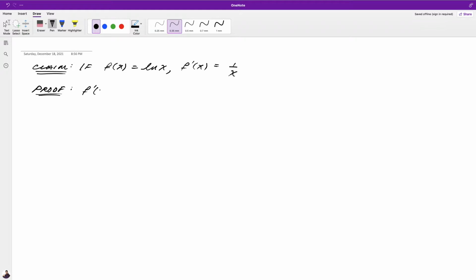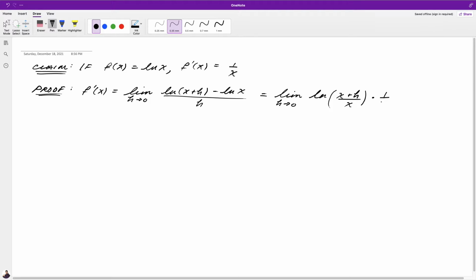So f prime is equal to the limit as h trends to 0 of the natural log of x plus h minus the natural log of x, over h. Well, we've got log properties. I can already tell what I'd like to experiment with here. We've got the limit as h goes to 0, and we're going to write this as the natural log of x plus h over x. Let's not forget that's still multiplied by 1 over h there.